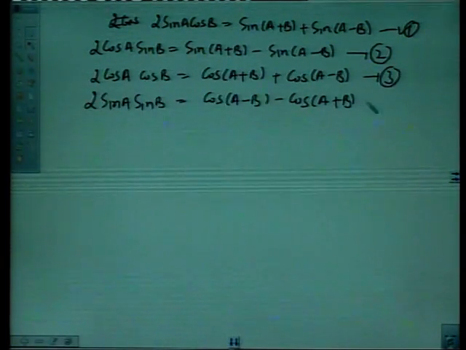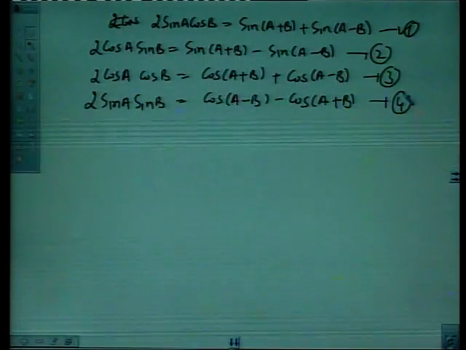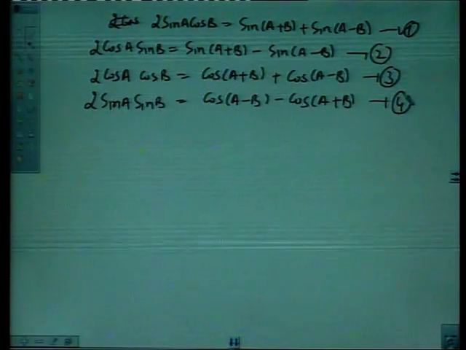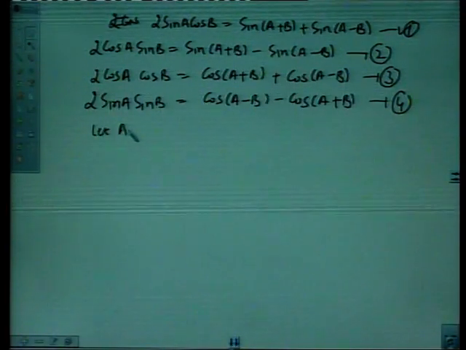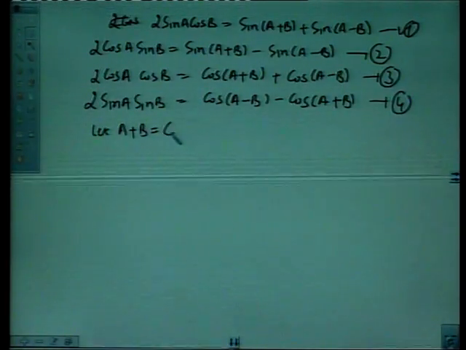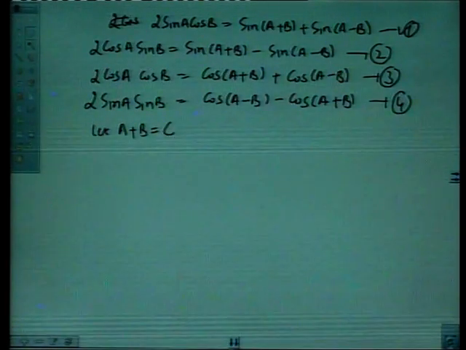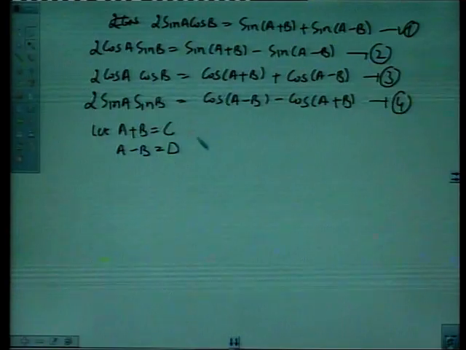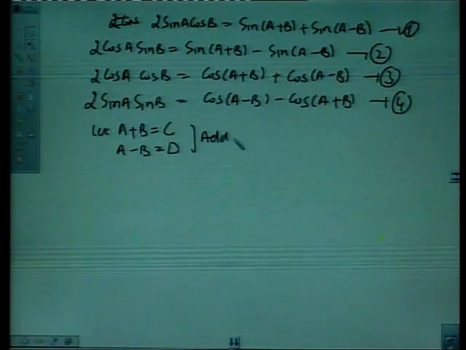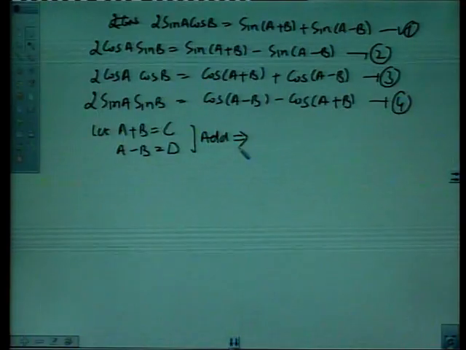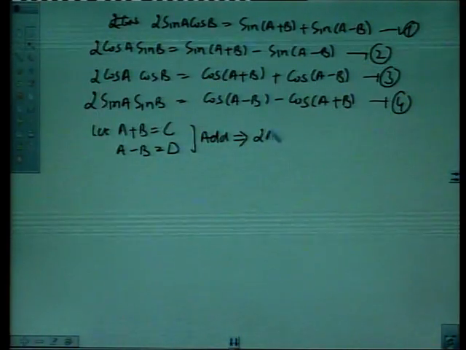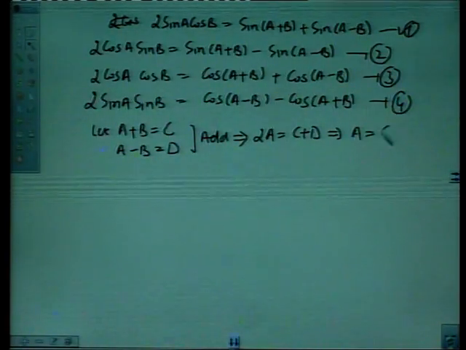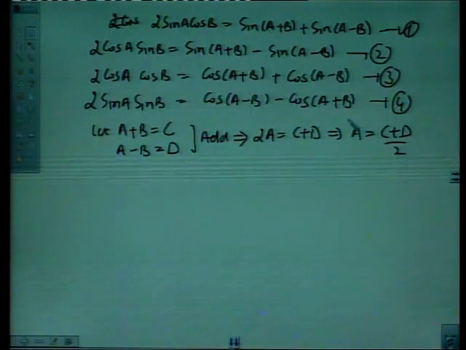Initially in the starting we derived these four formulas. These four formulas can also be written as, say, assume that A plus B is C. Take A plus B as C and A minus B as D. When you add these two terms, what will you get? B cancels with B. It becomes 2 times A is equal to C plus D. It means the value of A is (C plus D) by 2. So this is the value of A.